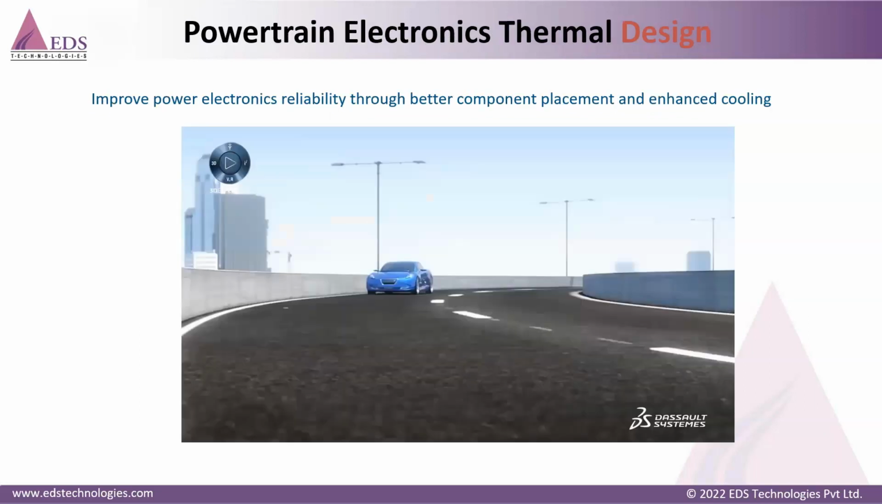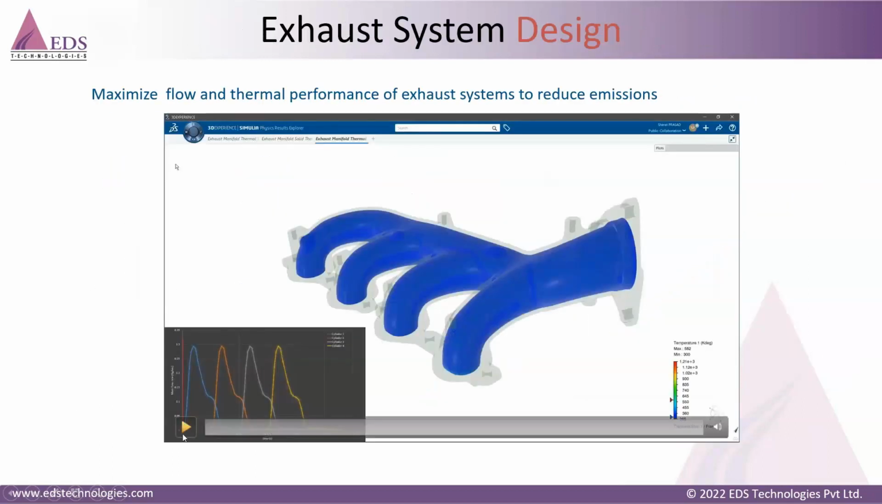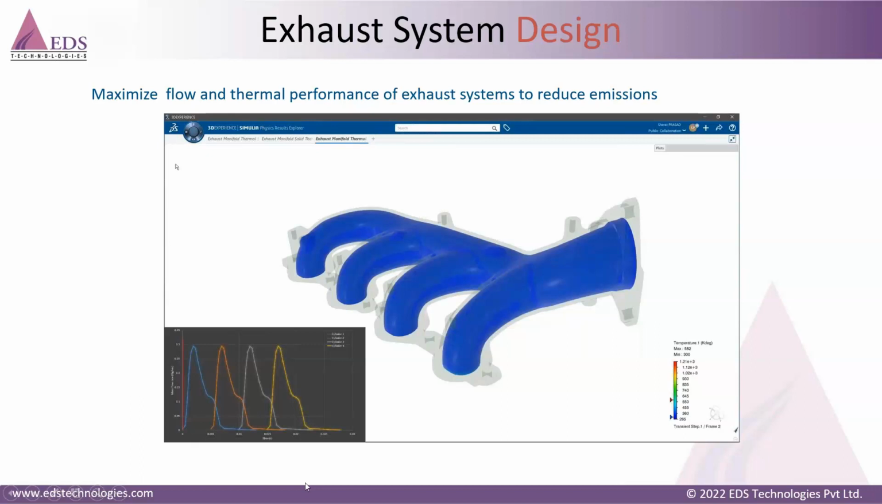So one other example is a powertrain electronic thermal design, to improve the power electronics reliability through better component placement and enhanced cooling. So it's not working, the video. Another example is the exhaust system design.